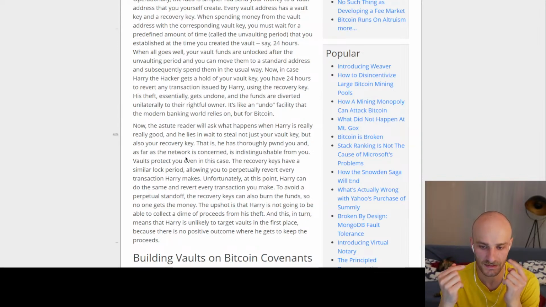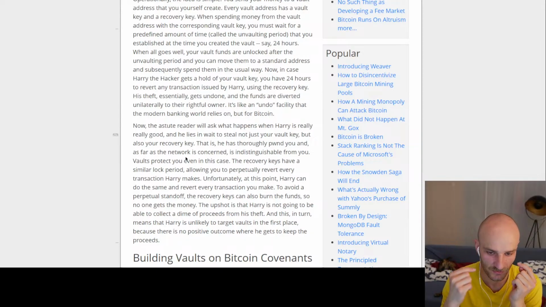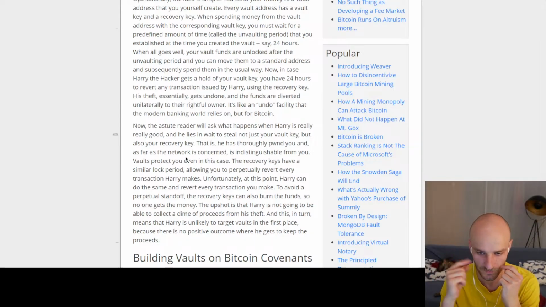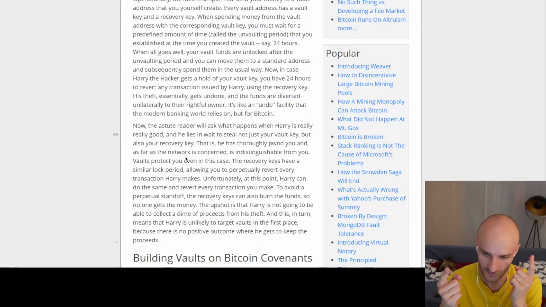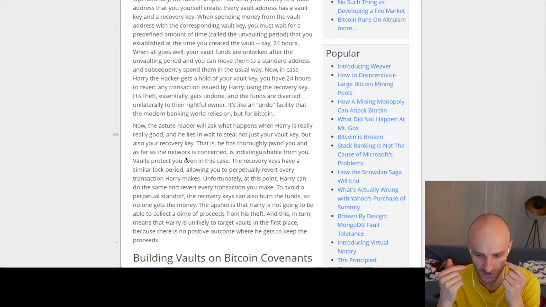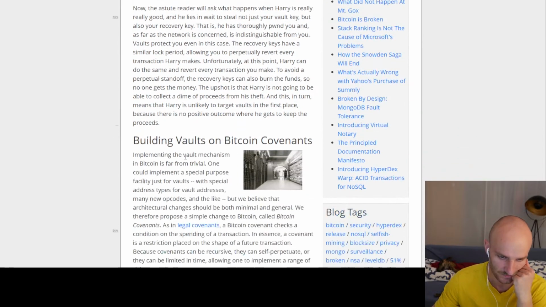Unfortunately, at this point, Harry can do the same and revert every transaction you make. To avoid a perpetual standoff, the recovery keys can also burn the funds, so no one gets the money. The upshot is that Harry is not going to be able to collect a dime of proceeds from his theft, and this in turn means that Harry is unlikely to target a vault in the first place, because there is no positive outcome where he gets to keep the proceeds.